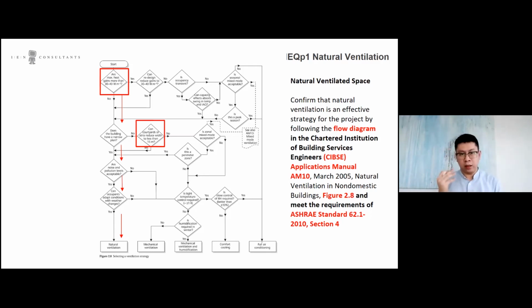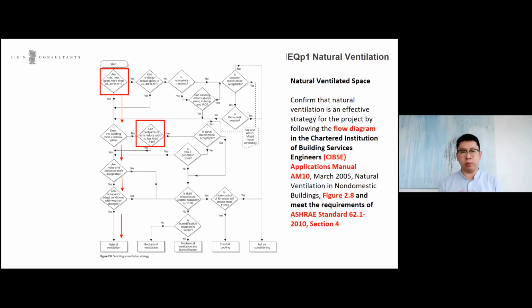What's important in explaining this flow chart to LEED is, first of all, we already determine the heat gain. If the heat gain is more than that, we couldn't change the heat gain, but the occupancy is transient, or we are able to accept the mixed mode, which means in this case, we only have summertime, we don't have winter or summer.